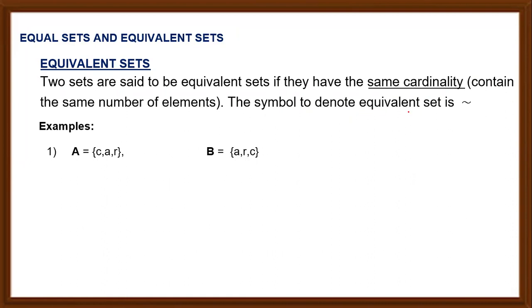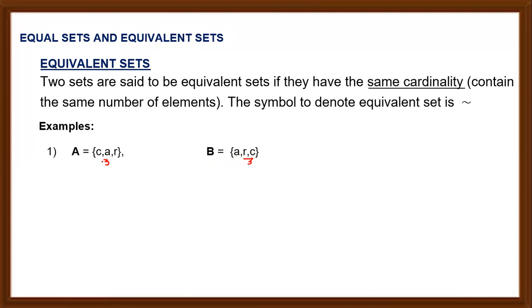The symbol denoting equivalent sets is this, yung alon, no? Okay, let's have an example. Set A, the elements are C, A, R. Set B, the elements are A, R, C. Ang titignan mo lang dyan, yung bilang ng element. Ilang element ba si set A? Di ba meron siyang 3. Ilang element ba si set B? Meron din siyang 3. Ibig sabihin yan, ang tanong, equal ba yan or equivalent?